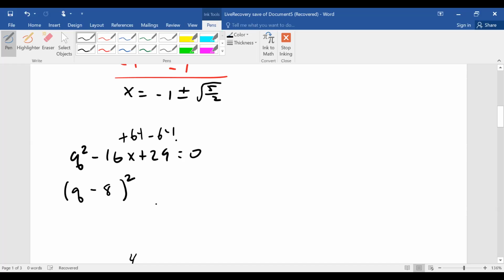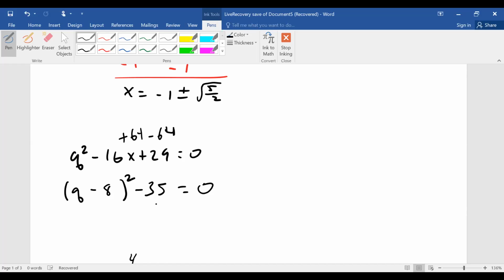29 minus 64. Oh, negative 64 plus 29. It's going to be 30. What is it going to be? 35? It's 30. I think it's 35. Yep, negative 35 equals 0. Okay, q, we take our 16 divided by 2 is 8. 8 squared is 64. Add 64 minus 64, and then we end up with negative 35.